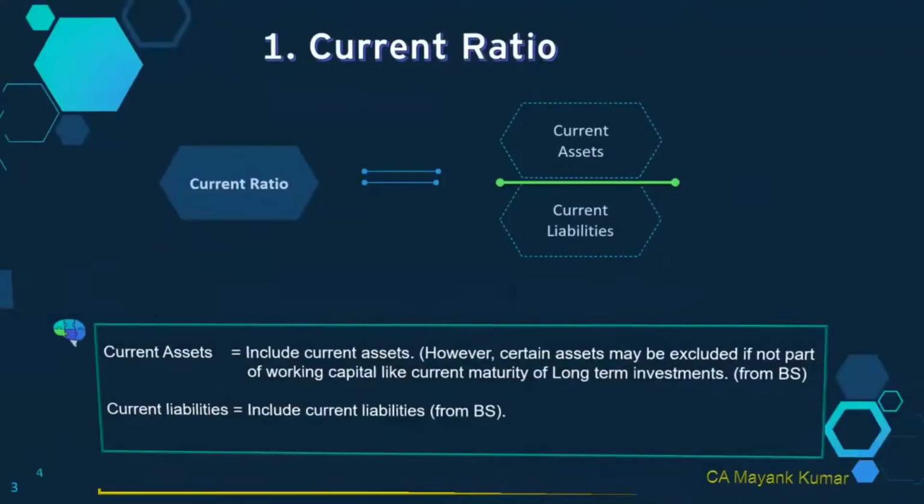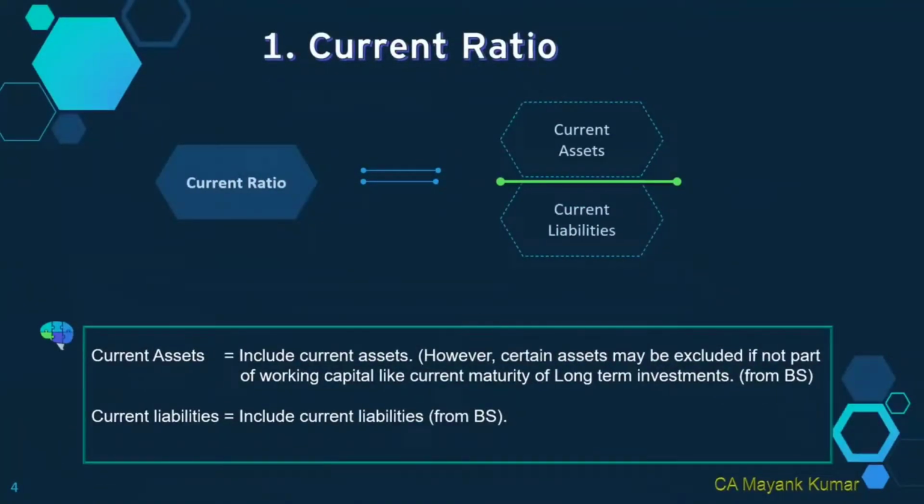Now let us go deep, starting with the current ratio. Current ratio is a very common ratio which is calculated by dividing current assets by current liabilities. Both the figures will be taken from the financial statement. Current ratio basically depicts the financial position of the company to repay its current liabilities that are due in the next 12 months. So current assets and current liabilities can easily be taken from the face of the financial statement where we disclose current assets and current liabilities.